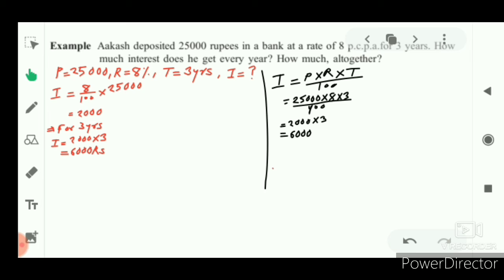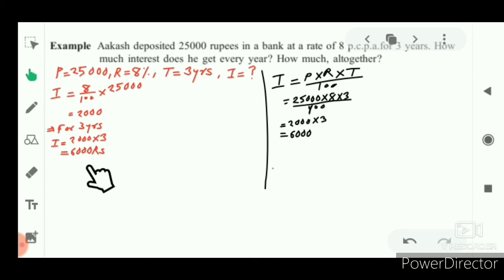सो ही हैज़ डिपॉजिटेड इट फॉर 3 years. Okay, so after 3 years he will get 2,000 into 3. We will multiply it by 3, so that will give 6,000 rupees. So after the end of 1 year he will get 2,000 rupees. So for the 3 years the interest will be 6,000 rupees. So after the end of 3 years he will get 25,000 plus 6,000 in addition. Okay, 6,000 is the interest.